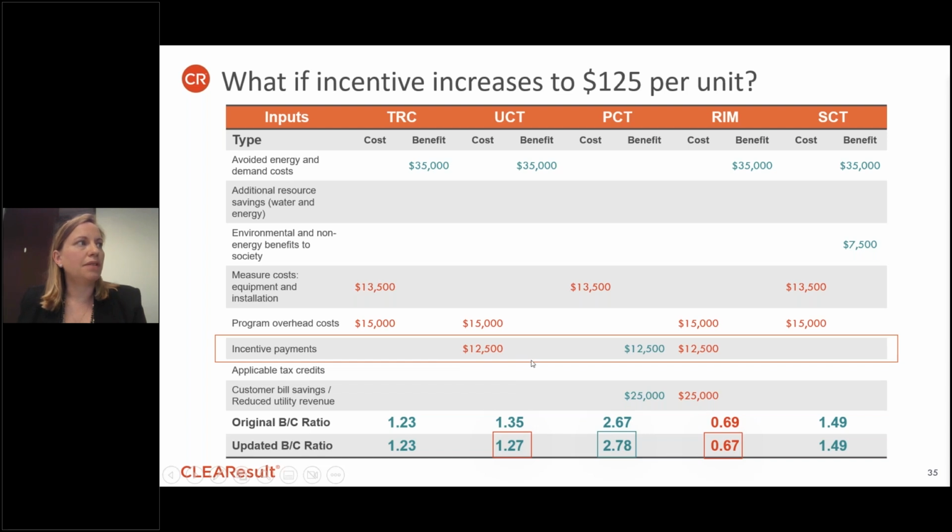So if you're using a utility cost test, you've got to take into consideration that in changing your incentive, whether you change it up or down, in this case, we're increasing it. So it's going to have an increase in cost, which potentially is going to have a negative impact on our cost effectiveness test.